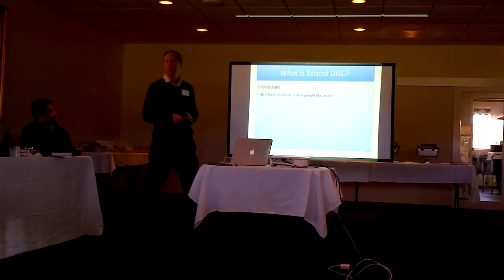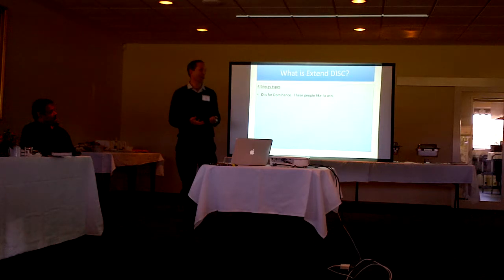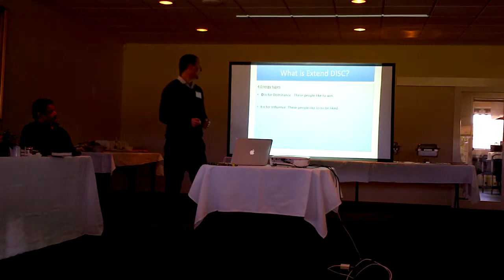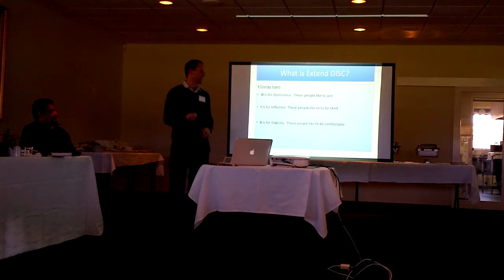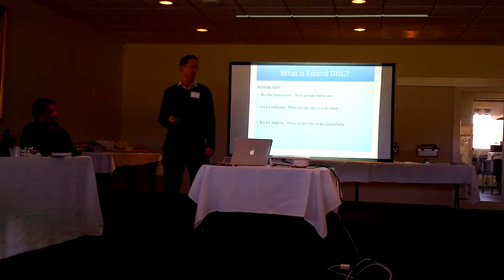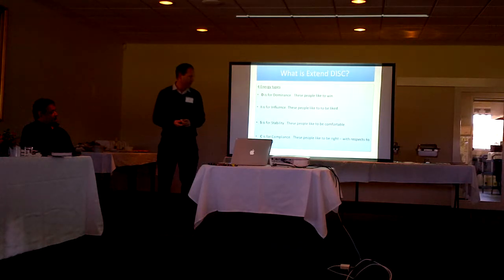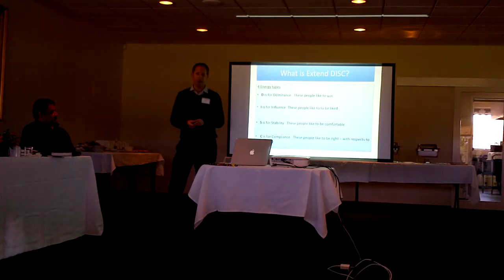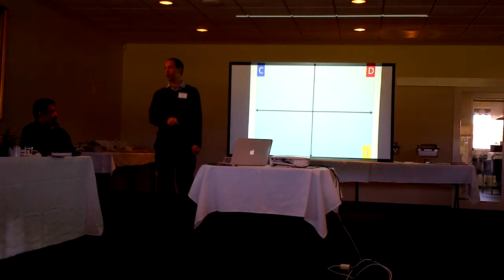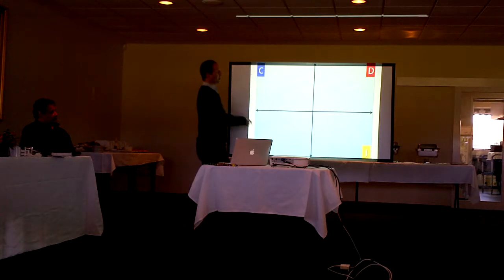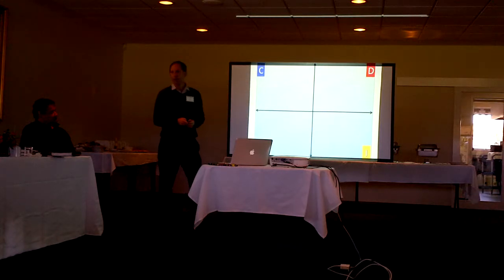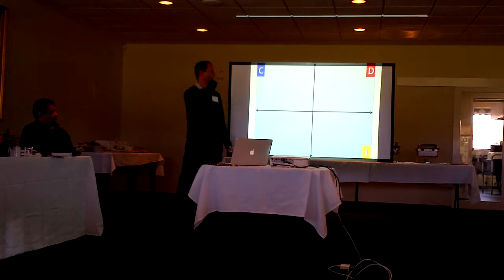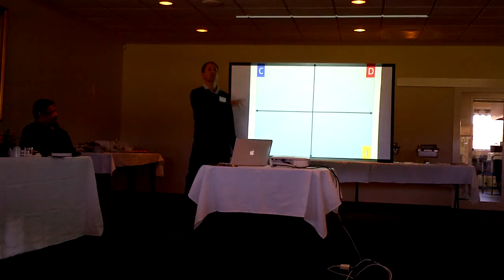So you have four energy types. You got D for dominance. These people like to win, okay? I for influence. These people like to be liked. S is for stability. These people like to be comfortable. And C is for compliance. These people like to be right with respects to accuracy. Okay? Just run through the DISC quadrant. It's D, I, S, and C. If it was based on its purest form, that's what these people are like. But as I said before, there's combinations of all these energy types.